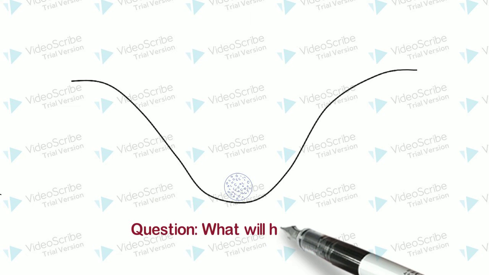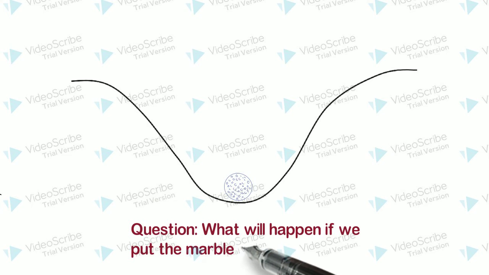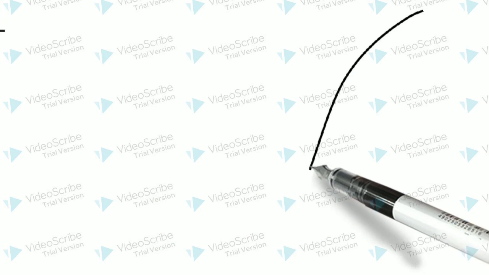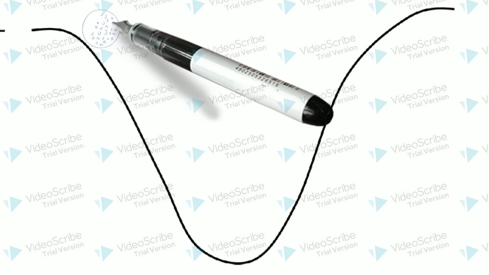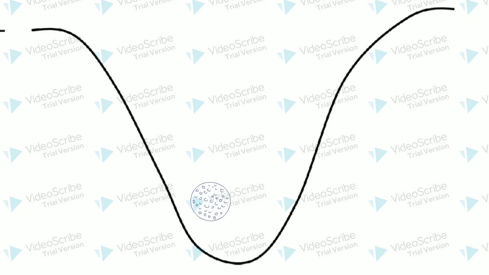Question: what do you think will happen if we put the same marble on a hill the same length, but that has a steeper gradient? It will roll down to the base faster. The bigger the gradient, the greater the pull towards the place of balance or lowest energy.